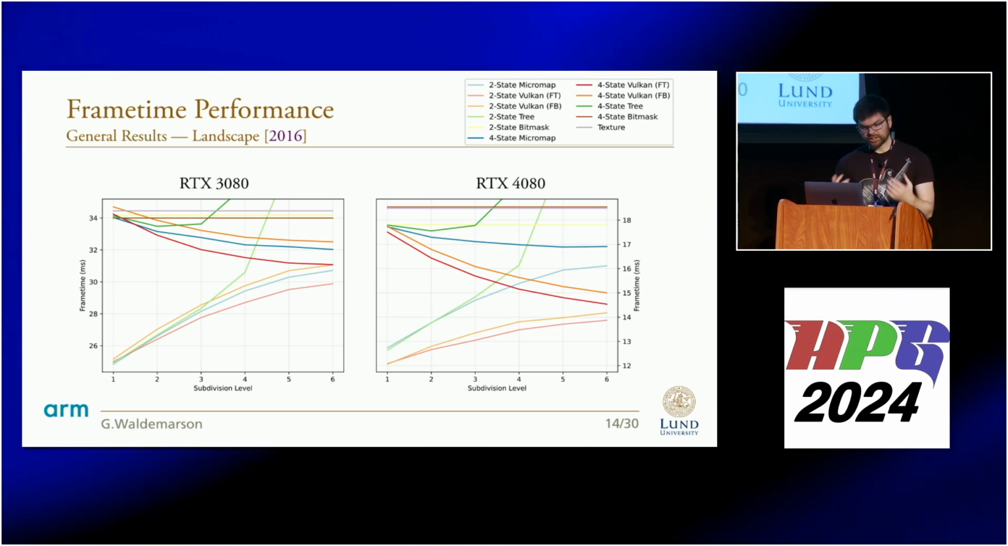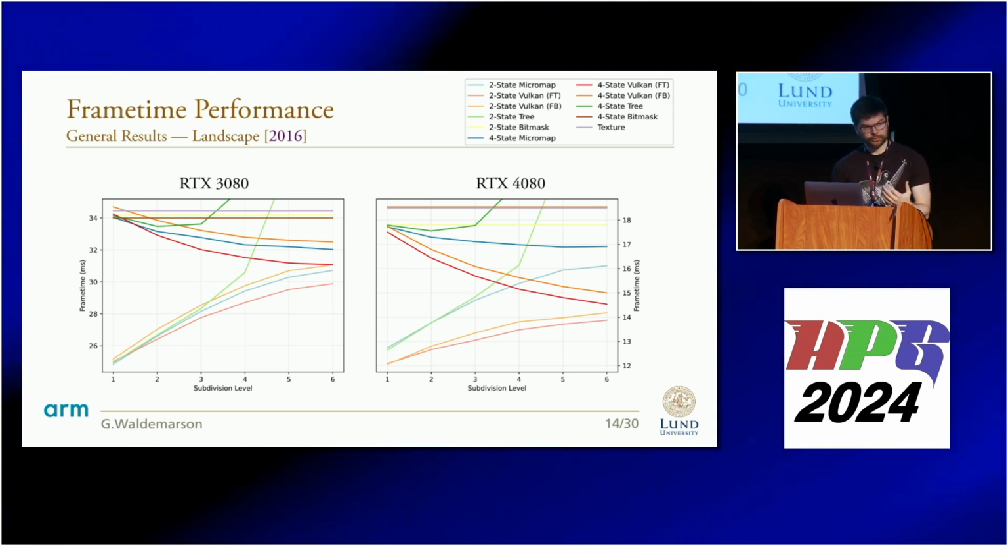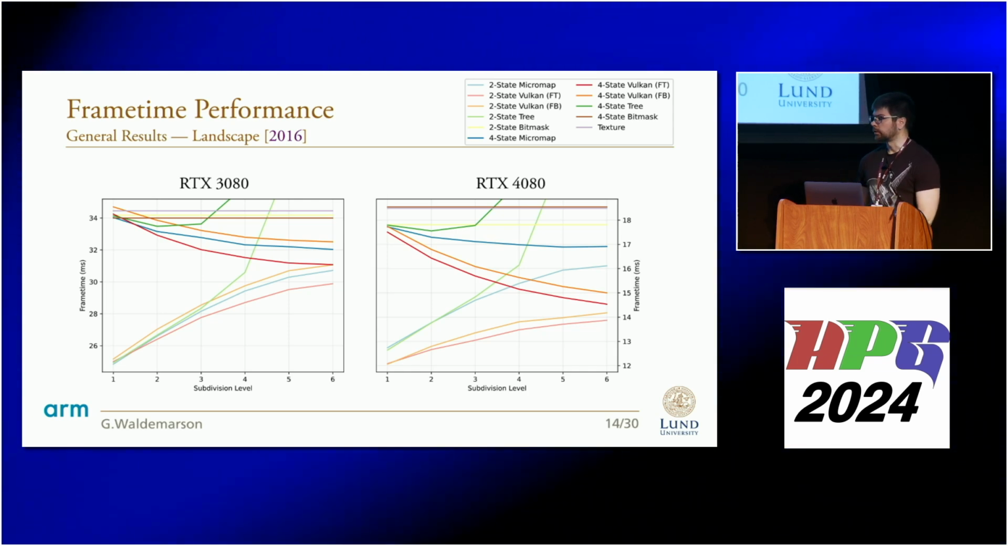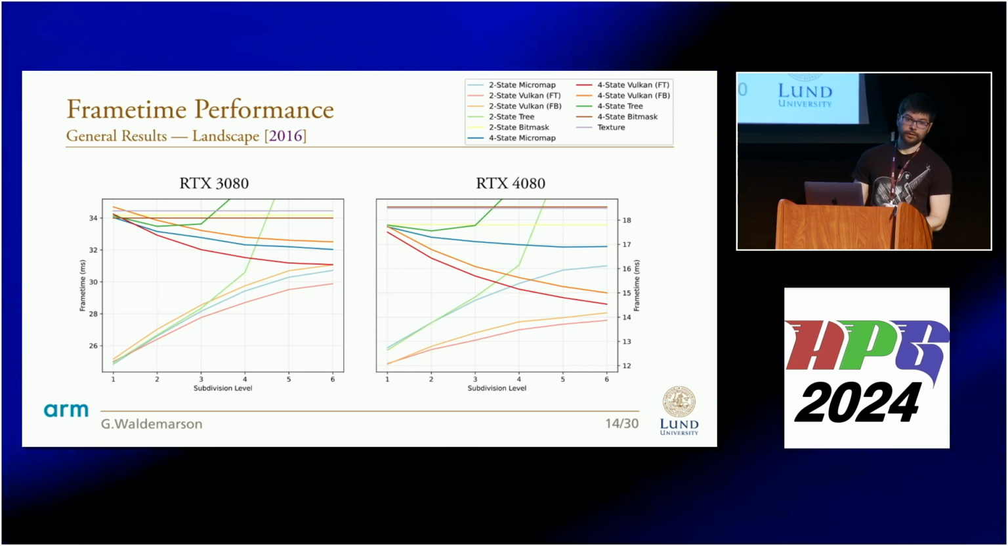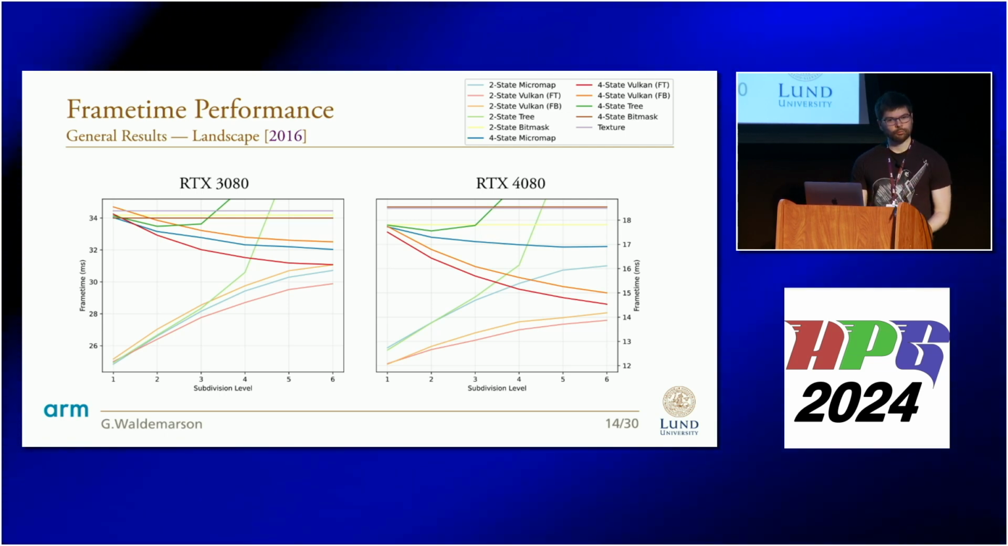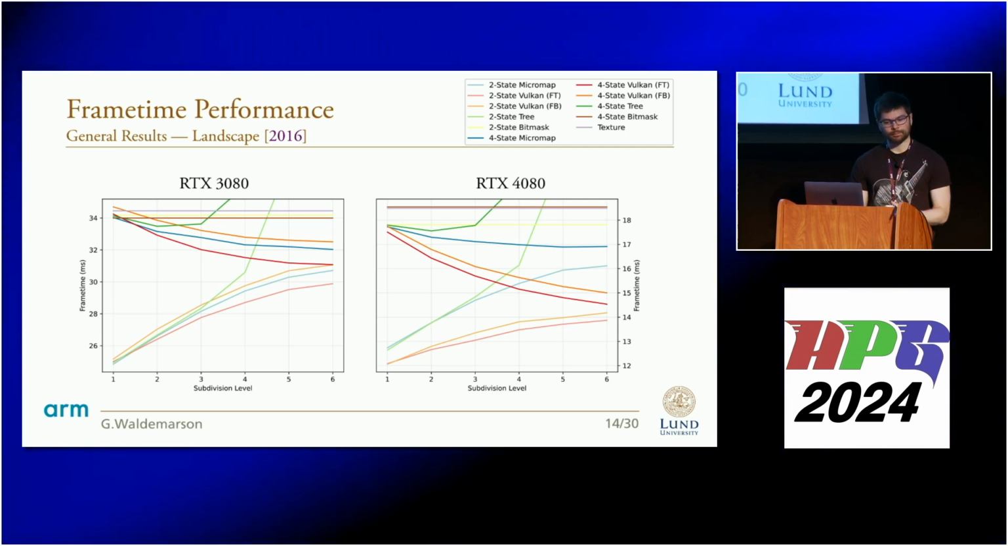Interestingly, I was expecting the fast build and the fast trace to perform basically equivalently. However, there is a noticeable delta between them for some reason that you can see in the red and the orange lines. However, I don't know why that is. If someone from NVIDIA would like to speak up, I would be more than happy to hear it.